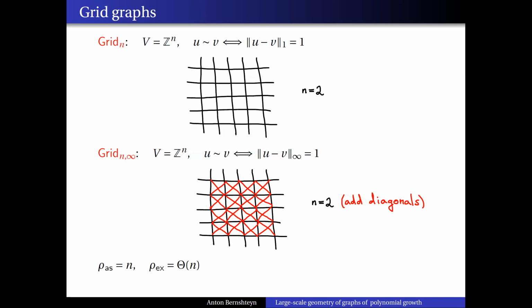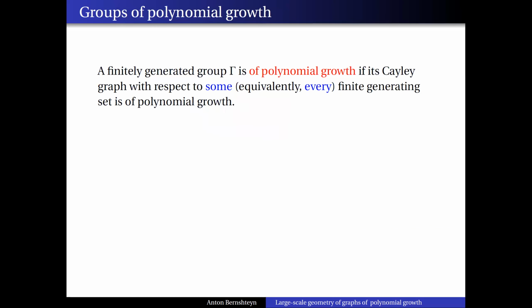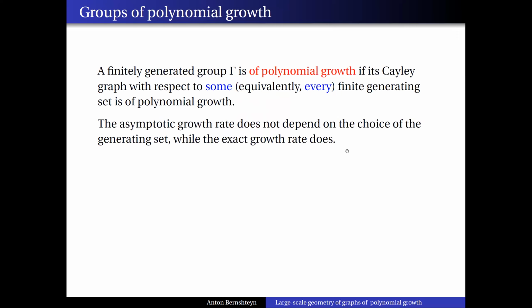All right. So what are some other examples? Well, these two are a special case of this more general category of groups of polynomial growth, so finitely generated groups whose Cayley graphs are of polynomial growth. This actually doesn't depend on the choice of the generating set. Either some Cayley graph has polynomial growth, or equivalently every Cayley graph has polynomial growth. And not only does whether or not you have polynomial growth not depend on the choice of the Cayley graph, the asymptotic growth rate doesn't depend on the choice of the generating set, although the exact growth rate does.